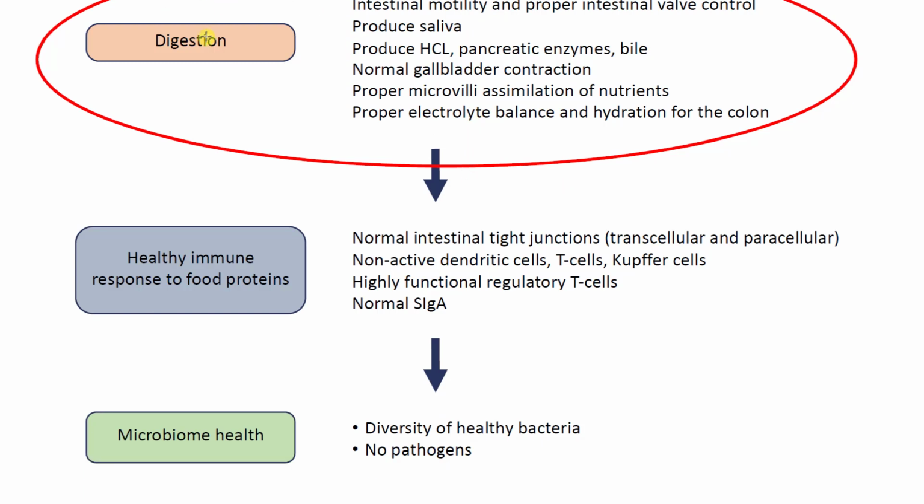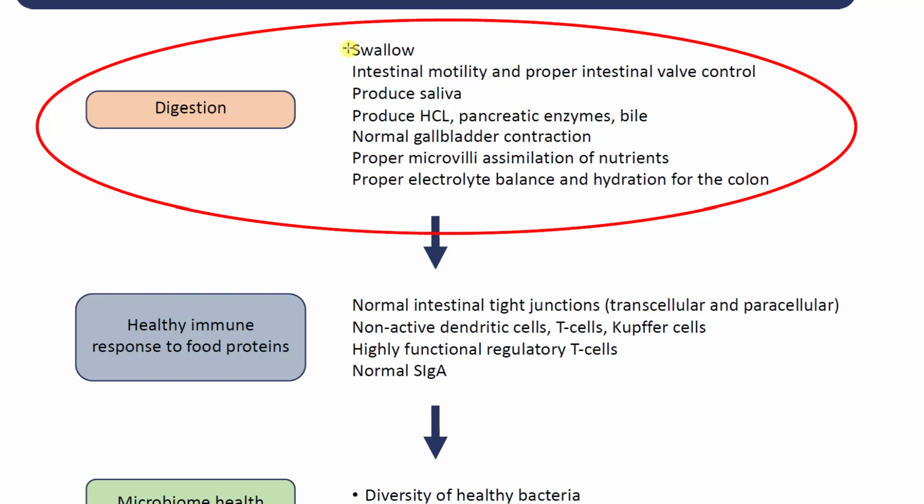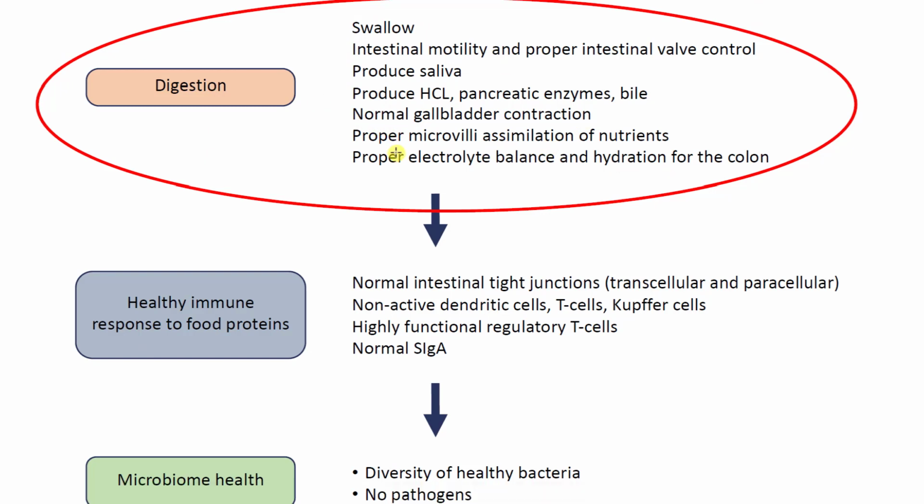We can begin with digestion. This is where we still are. Move into healthy immune response to food proteins, and then overall microbiome health. So you have to be able to swallow your food well. There has to be good intestinal motility. You have normal bowel movements. You're producing saliva. You're producing stomach acid and enzymes and bile to digest and absorb those nutrients. The cells of your intestines are healthy enough to absorb those nutrients. We have proper electrolyte balance and hydration. That is all the first step of digestion.